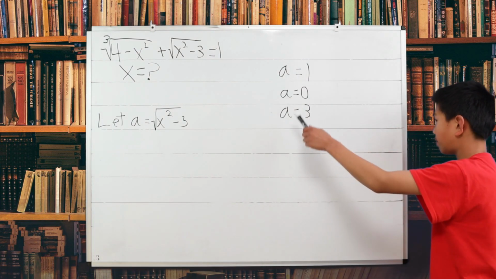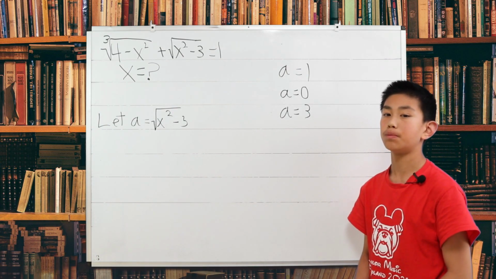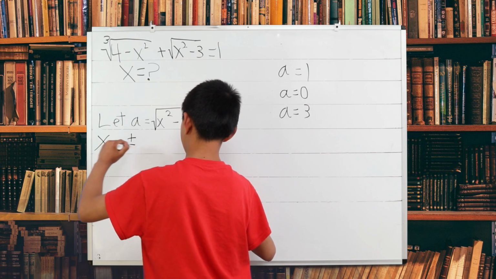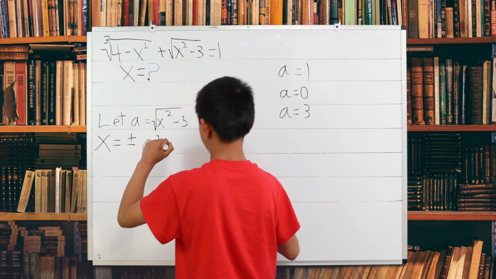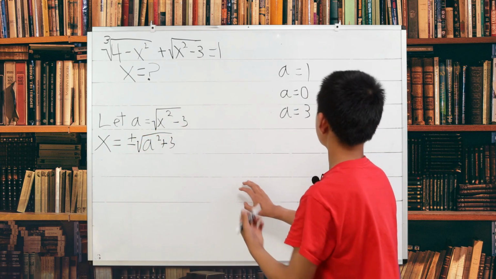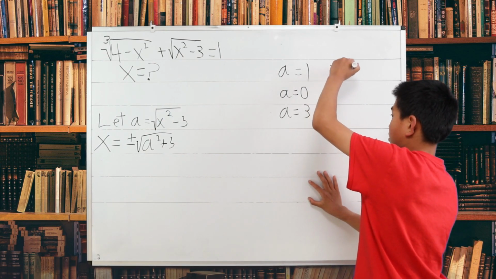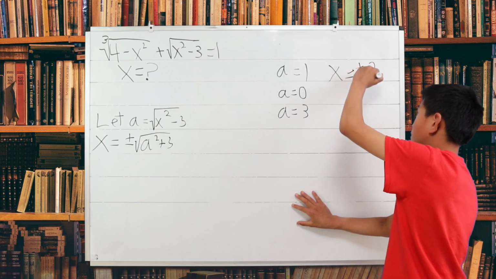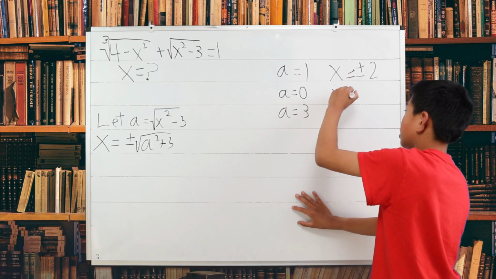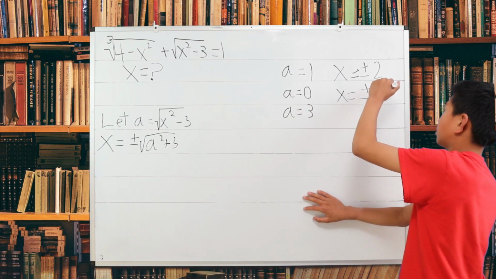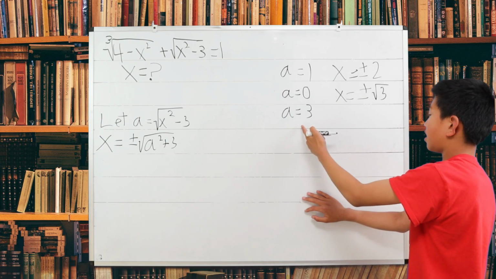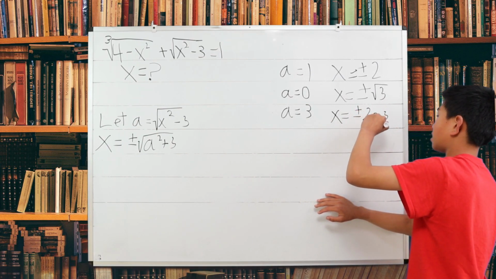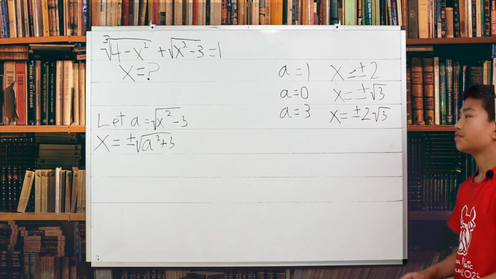Now that we figured out the three values of a, we can set up an equation for x and plug them in. So from this equation, we get that x is equal to the positive or negative square root of a squared plus 3. And from this, we can solve. So when a is equal to 1, x is going to be positive or negative 2. When a is equal to 0, x is going to be positive or negative the square root of 3. And when a is equal to 3, x is going to be positive or negative 2 times the square root of 3. So we don't have 3 answers, we have 6 answers.